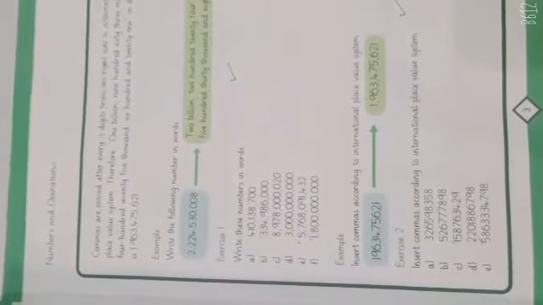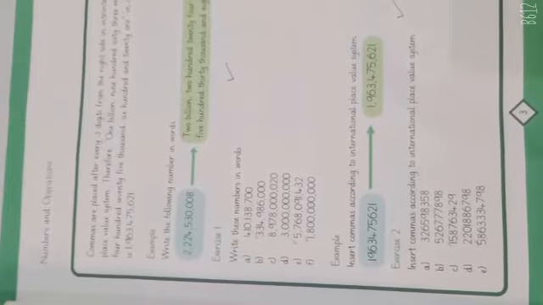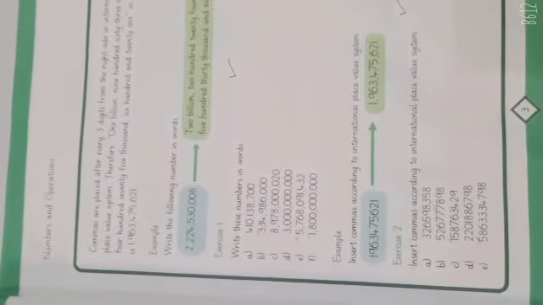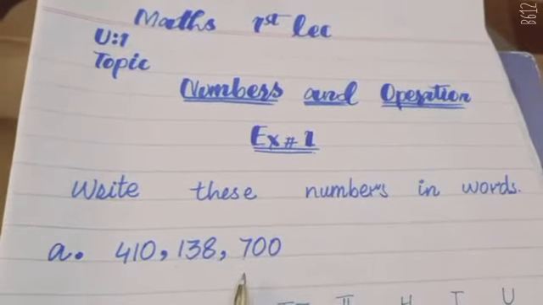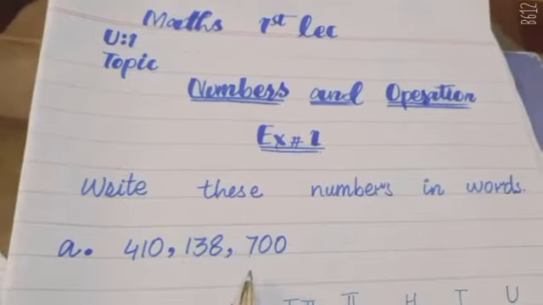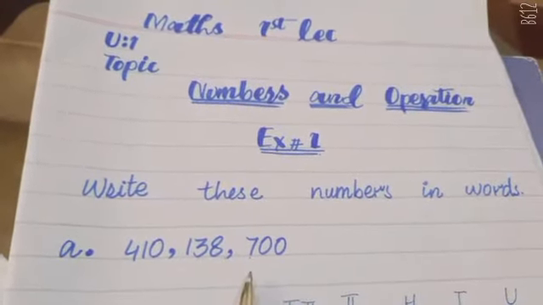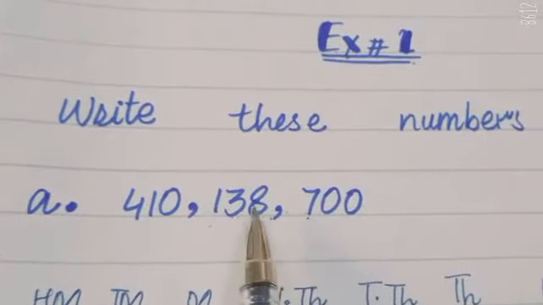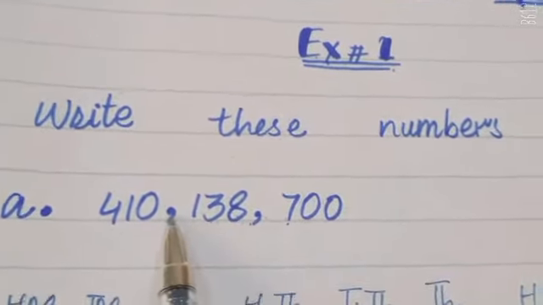Let us understand by solving a few questions on page number 3, exercise number 1. Write these numbers in words. So here is question number 1. We solved it by international place value system. In international place value system, commas are placed after every 3 digits from the right side. 1, 2, 3, we place here a comma. 1, 2, 3, every 3 digits would be placed a comma.